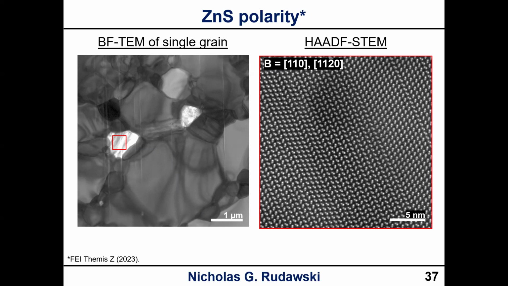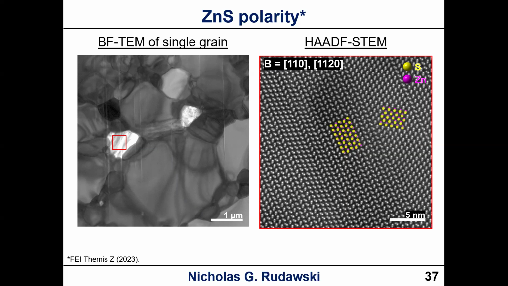If you look closely, you can see there are two sets of dots, and one is brighter than the other, and the brighter one would of course be the zinc, because that is higher Z. So if we project this onto the structure, with the sulfur being yellow and the zinc being magenta, we can actually see the polarity. And we can see the difference in the stacking of the layers as well.